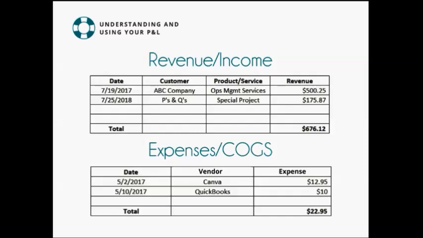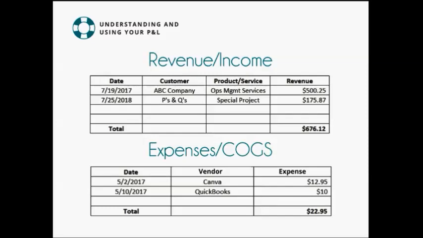So you'd list the date, the customer, the product or service you sold them, and how much revenue you generated from that product or service. Next, you're going to want to do your expenses or your cost of goods sold. So you'll list the date, the vendor, and then the expense. Larger companies like Amazon use categories.